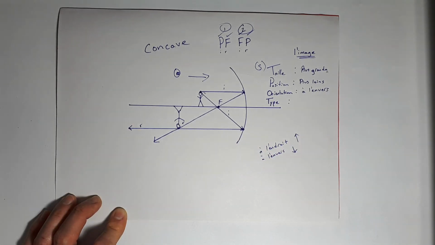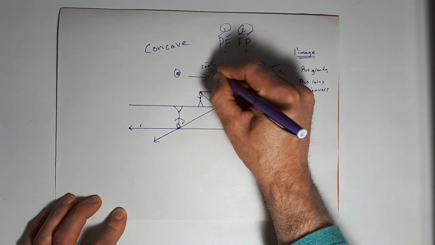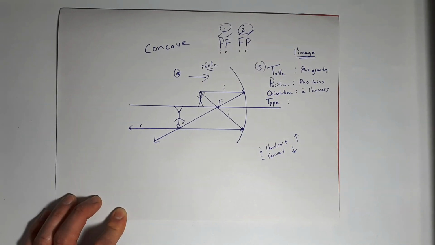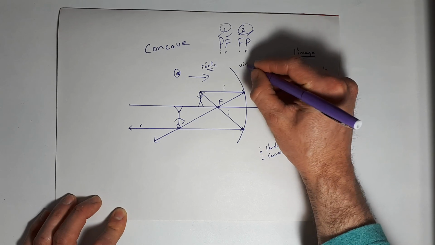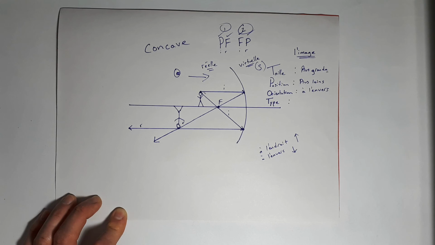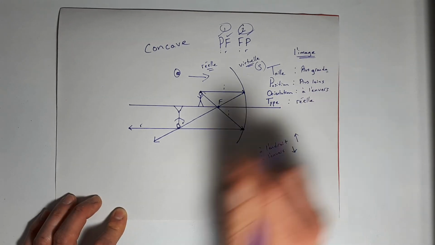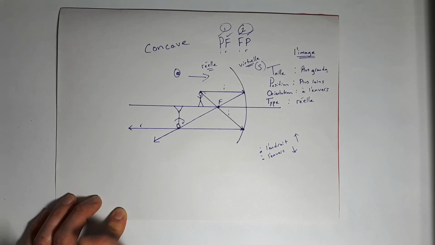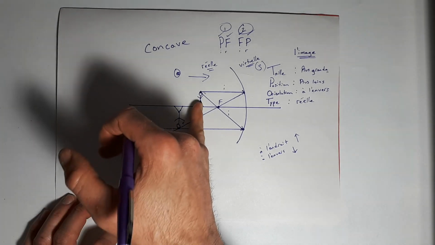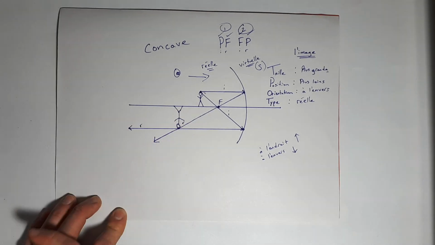Last but not least, we have type. When you're doing all of these curved mirrors, les miroirs courbes, you have réel, which is on the same side of the mirror as the real world, and you have virtuel. For this particular example, it is still in the réel, not the virtuel. So we're going to put réel right there. We've classified this image for this object: plus grande, plus loin, à l'envers, et réel.